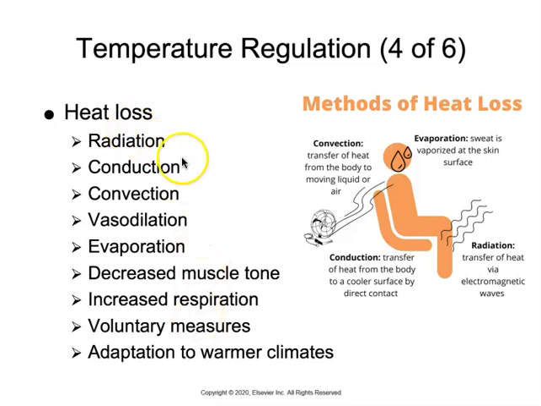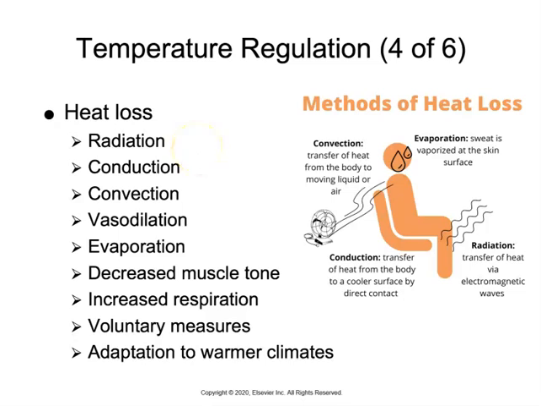So we have a couple different terms here, and it might be a little difficult at first to differentiate these, so let's talk about them. With radiation, our skin temperature is greater than the air temperature that is surrounding us. So we want that transfer of heat, let's say we're really hot, to leave our body and move out into the environment.